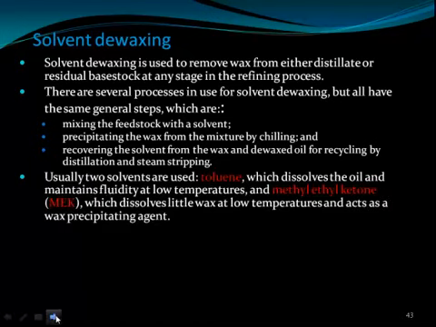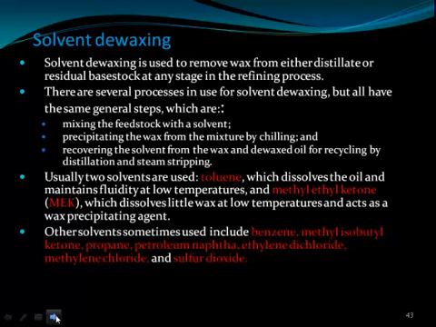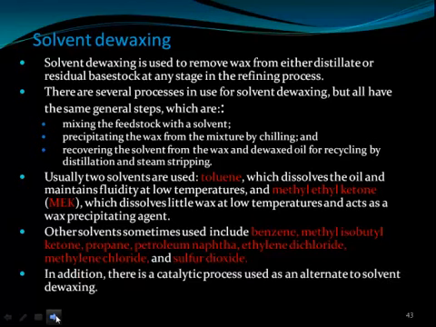Usually two solvents are used. One is toluene, which dissolves the oil and maintains fluidity at low temperatures, and methyl ethyl ketone, MEK, which dissolves little wax at low temperatures and acts as a wax precipitating agent. The other solvents sometimes used include benzene, methyl isobutyl ketone, propane, petroleum naphtha, ethylene dichloride, methylene chloride, and maybe sulfur dioxide. In addition, there is a catalytic process used as an alternative to solvent dewaxing.